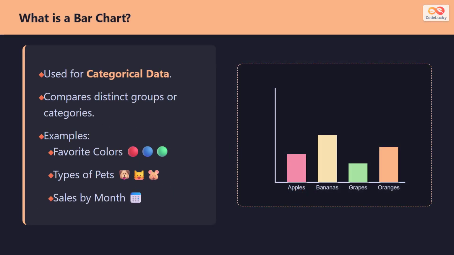Let's start with the bar chart. A bar chart is used for categorical data. This means data that falls into distinct groups or names. For example, if you ask people their favorite fruit, the answers are categories like apples, bananas, or grapes. There is no math connecting an apple to a banana.